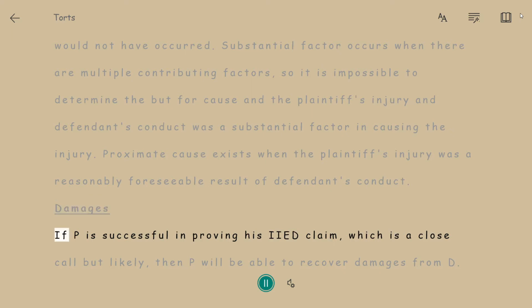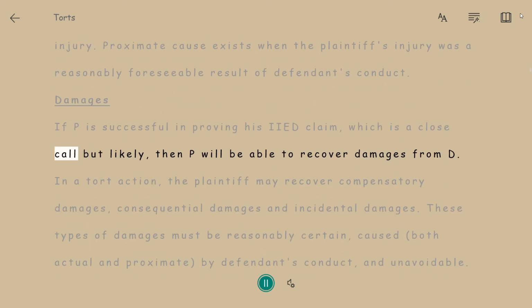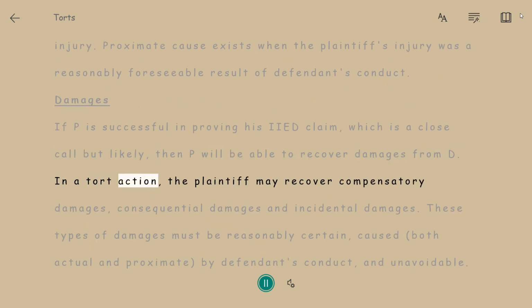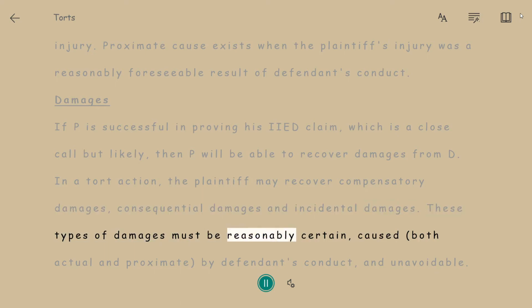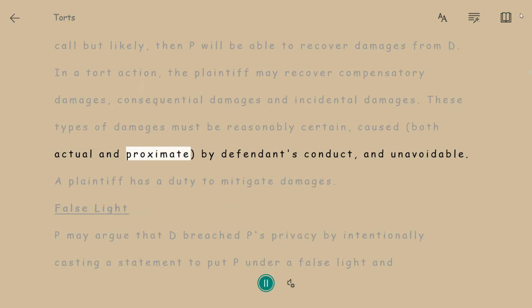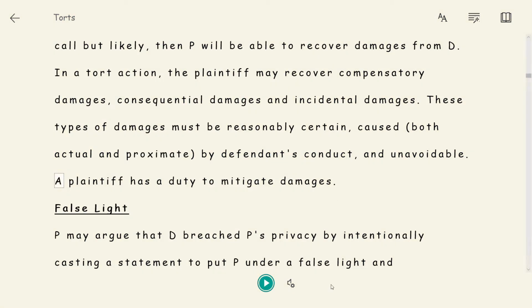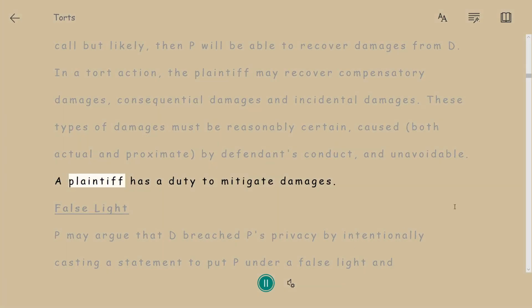Damages. If P is successful in proving his IIED claim, which is a close call but likely, then P will be able to recover damages from D. In a tort action, the plaintiff may recover compensatory damages, consequential damages, and incidental damages. These types of damages must be reasonably certain, caused, both actual and proximate, by defendant. A plaintiff has a duty to mitigate damages.